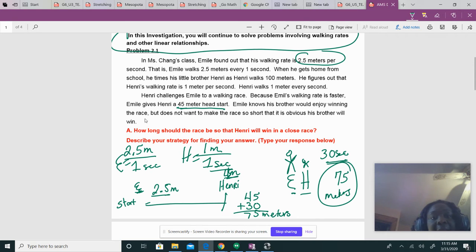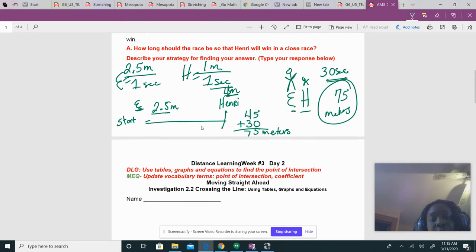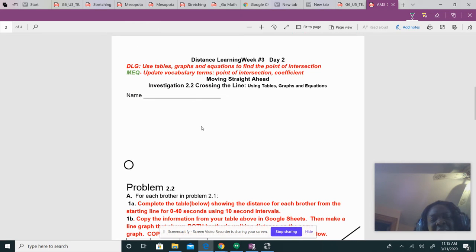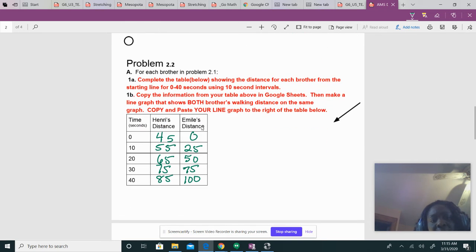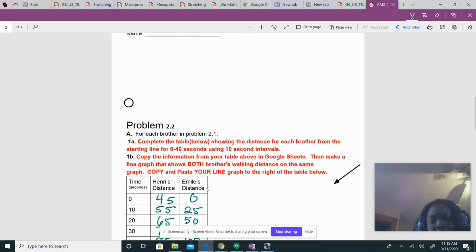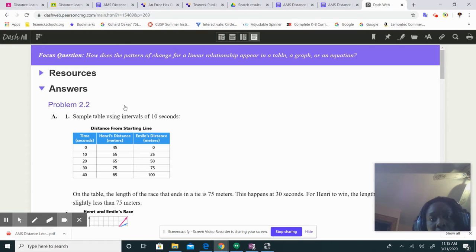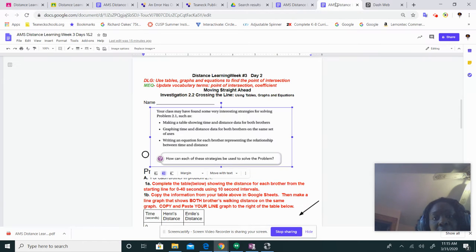Now I'm going to go ahead and, for problem 2.2, actually show you the answers from the answer key in the math dashboard, because not everything shows up on this document for whatever reason. So in your lab sheet, it did show the actual work. Let me see if I can get to it. That's distance learning. Give me 1 minute.